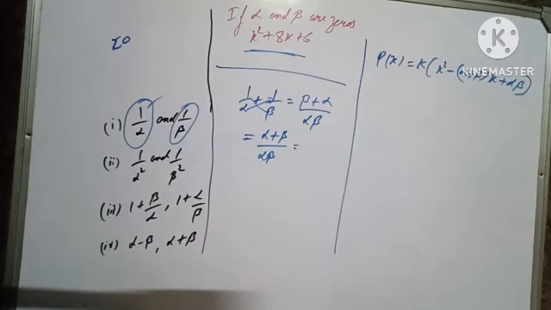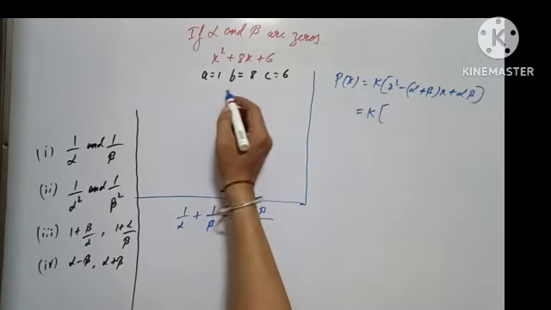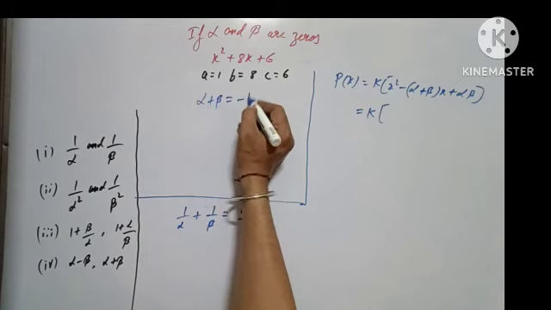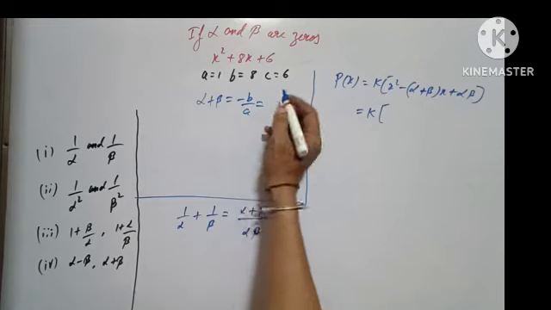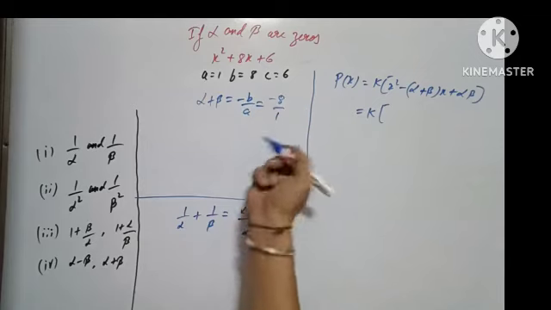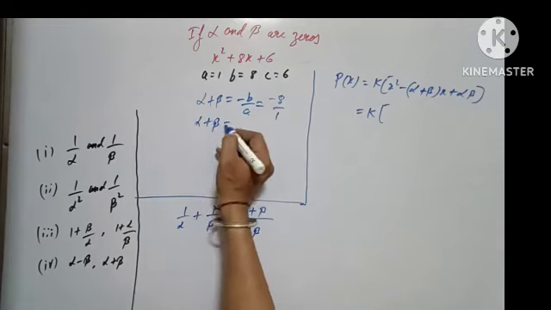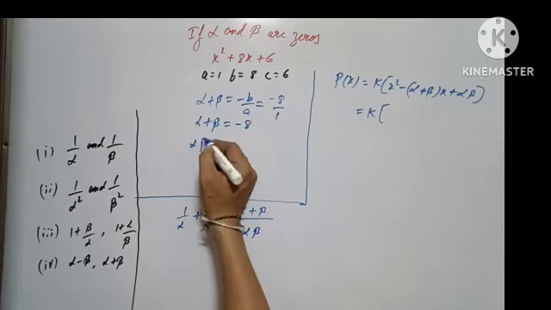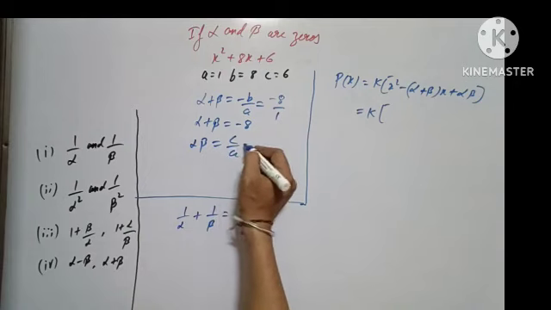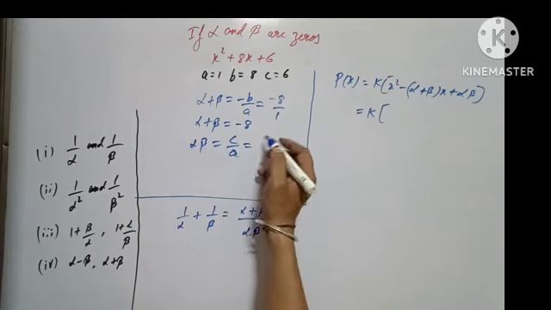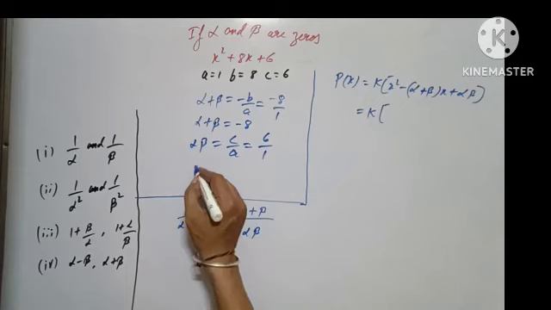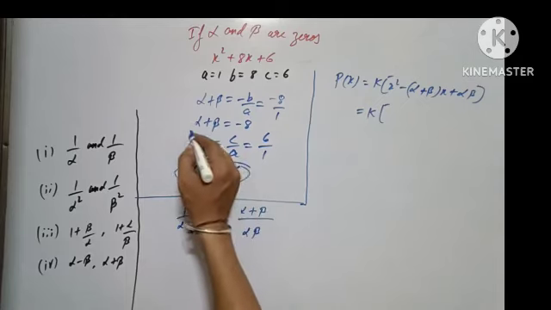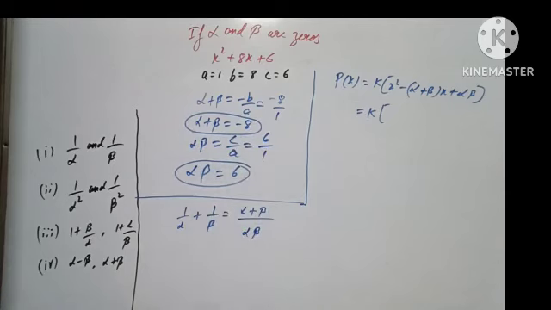Now we shall find the sum of zeros of alpha and beta, that is alpha plus beta is equal to minus b by a, minus of 8 by 1. So alpha plus beta value is minus 8, and the product of zeros alpha into beta is equal to c by a. So c value is 6 and a value is 1. Alpha into beta is equal to 6, and the sum of zeros, that is alpha plus beta, is minus 8.